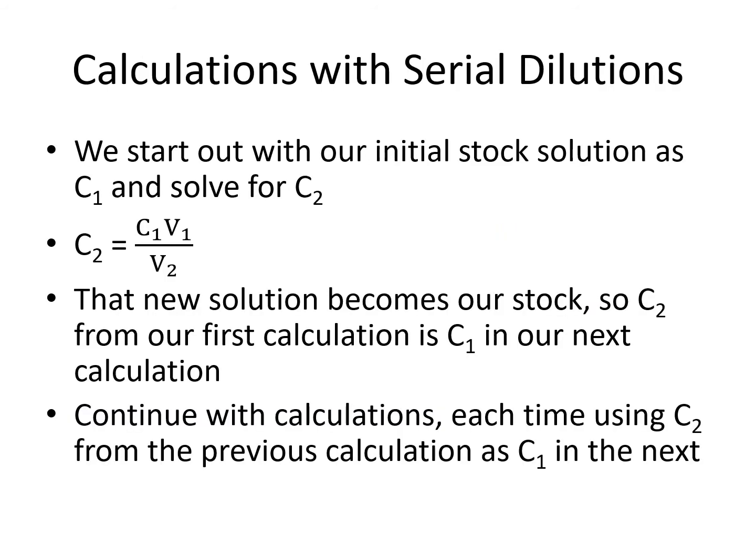To do our calculations for serial dilutions, we're going to have our initial stock solution, which would be our C1, and we would solve for C2, the new concentration. After that first dilution, then that C2 from the first dilution becomes the C1 in our next calculation because it becomes our new stock. So we just do this for however many new vials that we're calculating it for, and we can find the concentration of each one of them.